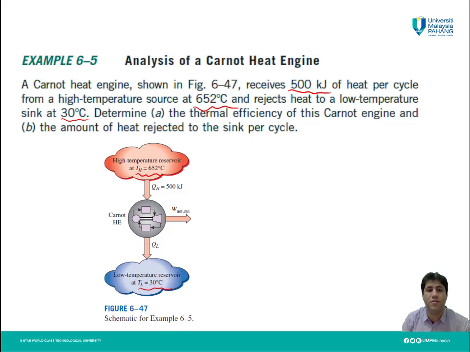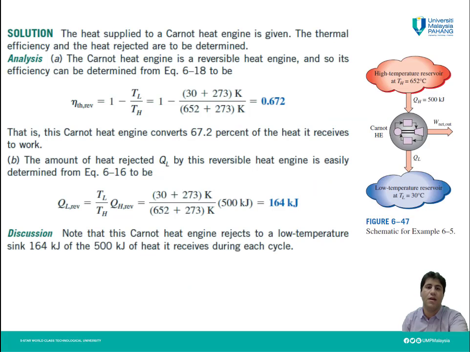Now we are interested to determine the thermal efficiency of this Carnot engine, or eta TH, and also the amount of heat which is rejected to the sink per cycle, or QL. So we are going to find eta TH and QL. Simply to find the answer for this question, we can write this because it is mentioned we have a Carnot heat engine, so we can use this equation.